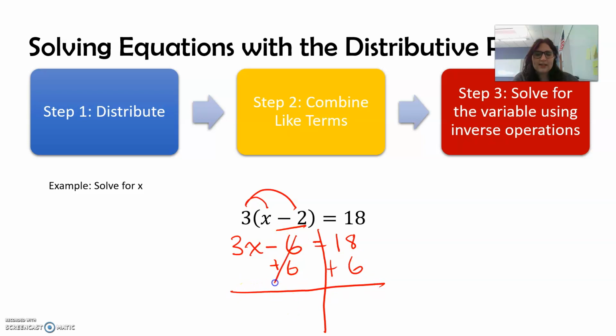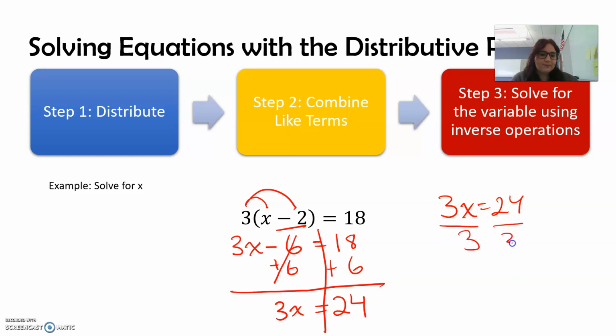And my 6's cancel, and I'm left with 3x equals 24. 18 plus 6 is 24. Now I just have 3 times x equals 24. You can either say in your head 3 times what equals 24, or just divide both sides by 3.